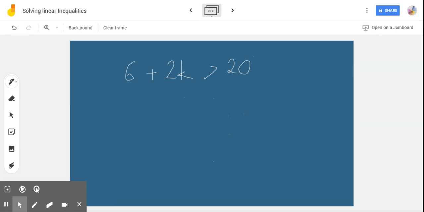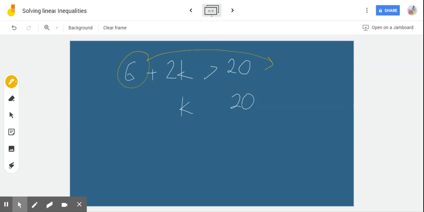So for this one, 6 plus 2k more than 20. What should you do? First, we want to make the variable on the left hand side, the number on the right hand side. So we want to move the 6. Since it's positive, now it becomes minus 6. This one is still 2k, 2k remains. Then 20 minus 6 is 14.